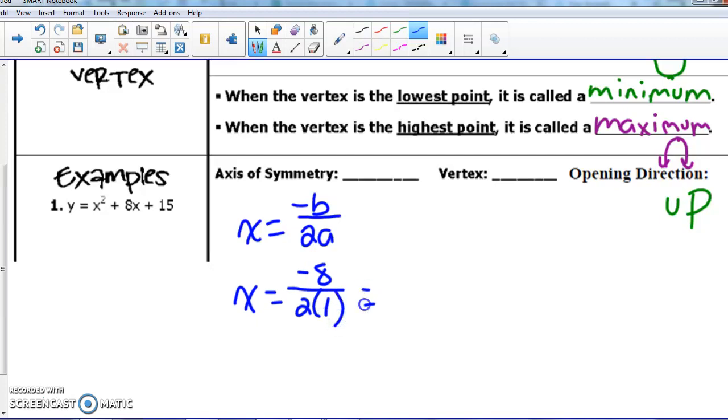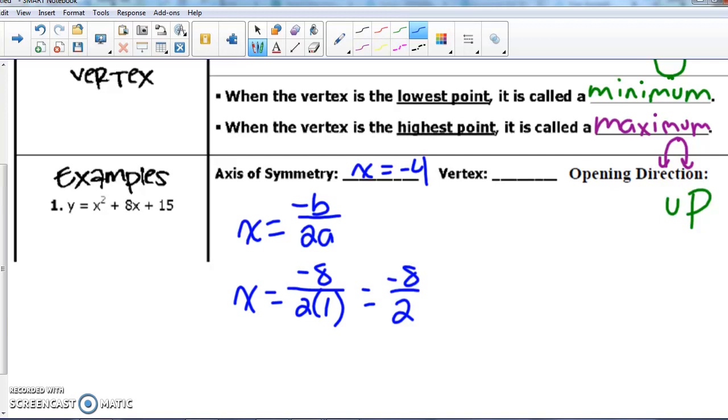When I'm simplifying this, make sure you simplify the denominator first. So 2 times 1 is really 2. So I have negative 8 over 2. Or the axis of symmetry is at x equals negative 4. So it's a vertical line that runs through negative 4.